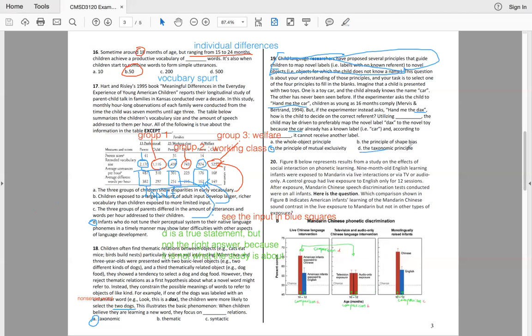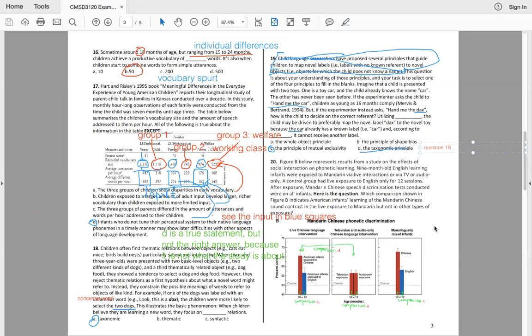The taxonomic principle, we have already seen. This is question 18, taxonomic principle. Question 20. This question actually is in the reading. If you look at the reading for the first week, you will find at the end of that reading this question.